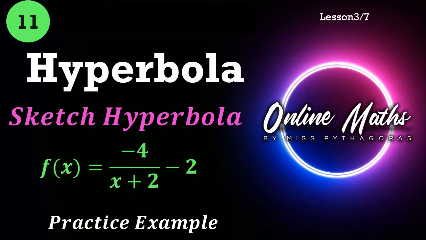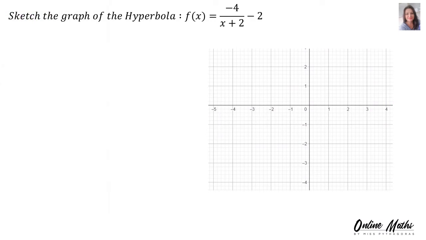Hello everybody, in this lesson I will do a practice example on sketching a hyperbola. Let's do another one. Sketch the graph of the hyperbola f of x is equal to minus 4 over x plus 2 minus 2. We will start with the quadrants.